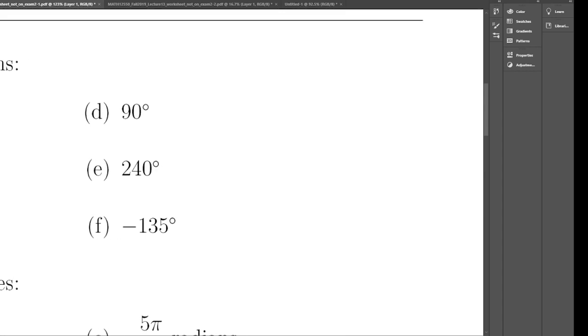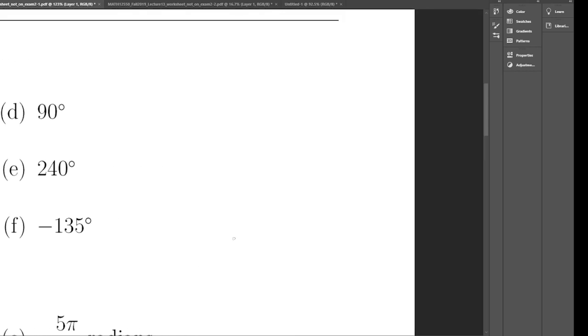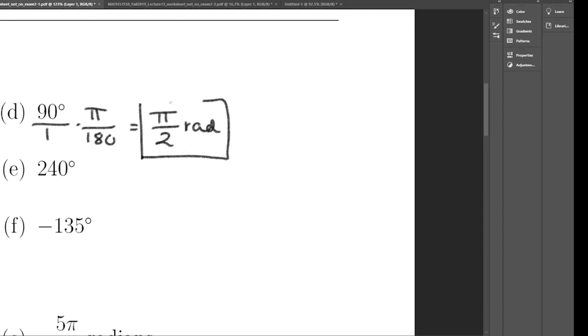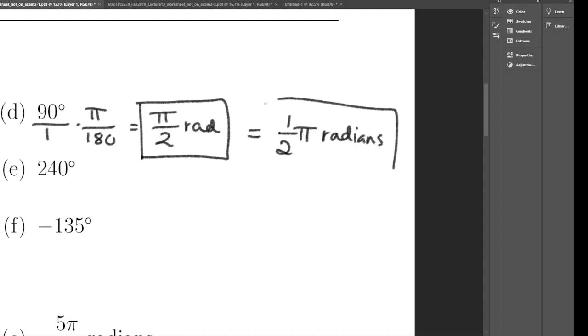Over here, we can do the same thing. 90 degrees, 90 over 1 times pi over 180 gives us 90 and 180 cancel to 1/2, so this is pi over 2 radians. Now, this is the standard of what you would see it written. You'll almost never see it written this other way, but if you give me your answer as 1/2 times pi radians, I will understand you.